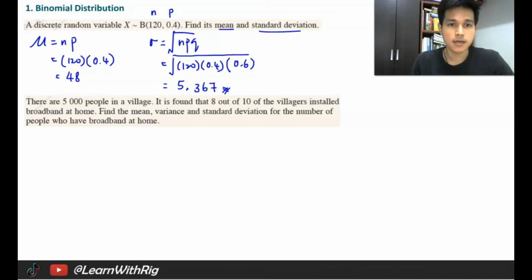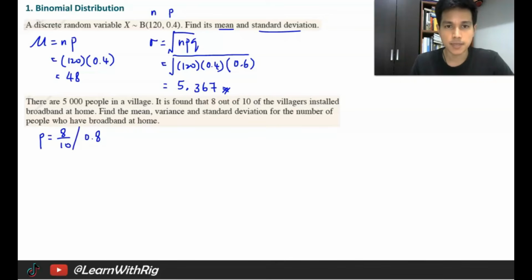Alright, next. There are 5,000 people in a village. It is found that 8 out of 10 of the village installed broadband at home. So from here you can know what that is. That's the P value, right? The probability of people installing broadband at home. So it's 8 out of 10. So from here you know P is 8 over 10, or you can say 0.8.